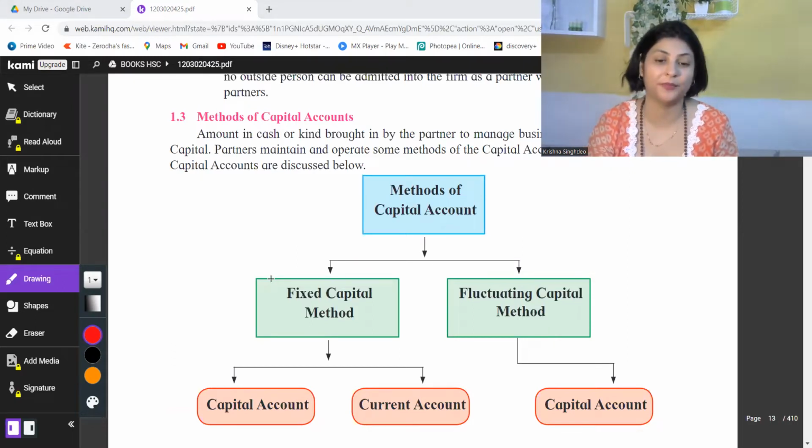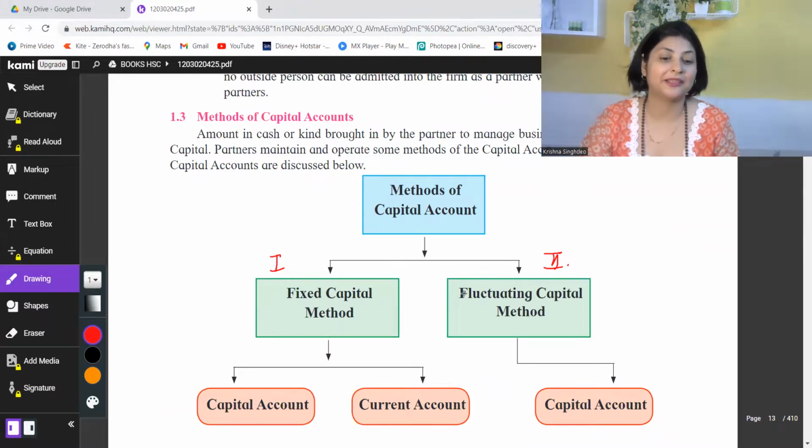Okay, so we are discussing over here what the methods of maintaining capital accounts by the partnership firm are. There could be two methods of maintaining capital account by the firm. Method number one is called the fixed capital method, and method number two is called the fluctuating capital method. Now let us understand one by one what the fixed capital account method is and what the fluctuating capital account method is.